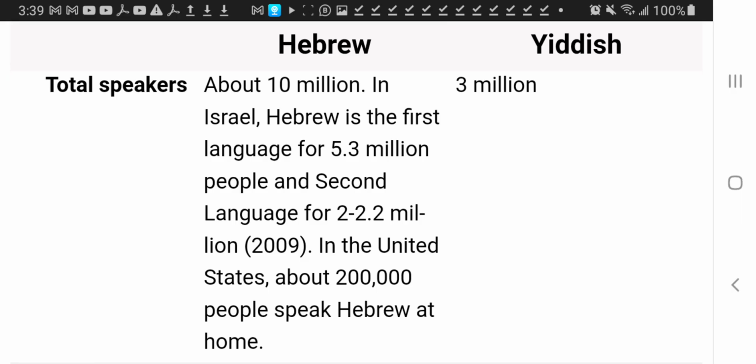Now, we're talking about Modern Hebrew. But even with Modern Hebrew and a good discipline, it's kind of a key to biblical Hebrew. I want to point that out right there. And second language for 2 to 2.2 million, according to a 2009 statistic. On the opposite side, Yiddish, 3 million.